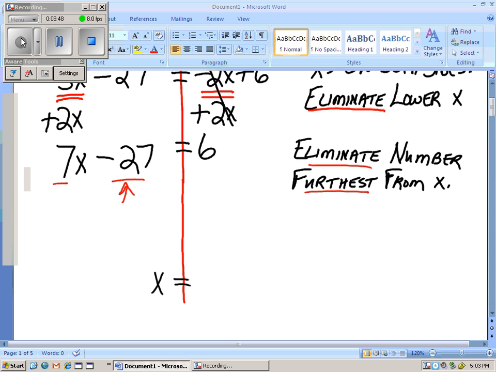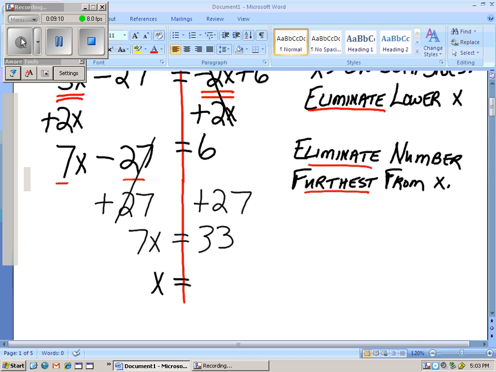How do you get rid of a minus 27? You undo it. You do the opposite. You add 27. Don't forget to do it to the other side of the fence. Minus 27 plus 27 cancels out. So I just have 7x on the left side of the fence. Put your equal sign on the fence. We have 6 plus 27 is 33. Need a little more room here.